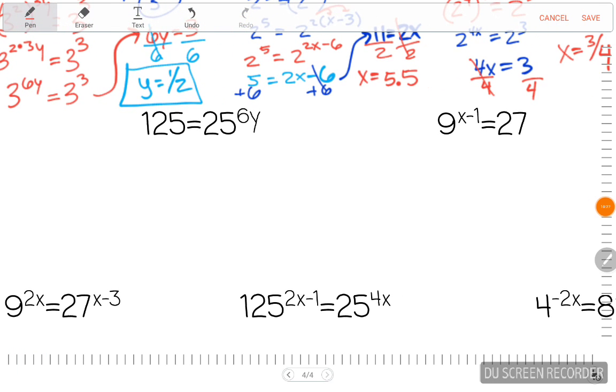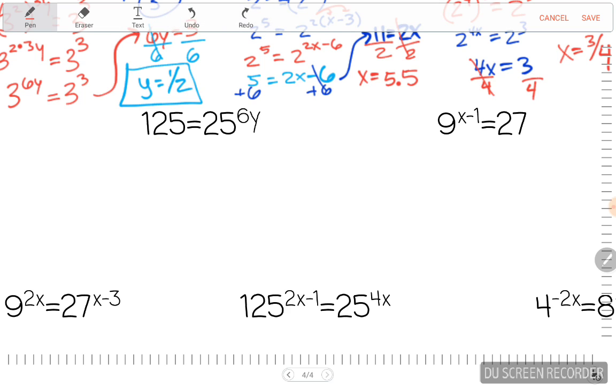Okay, for this next one, 125 is not 25 squared. 25 squared would get me 625, but I can write these both in terms of 5. That's 5 times 25, which is 5 times 5. So 25 is 5 squared. 125 is 5 to the third power.